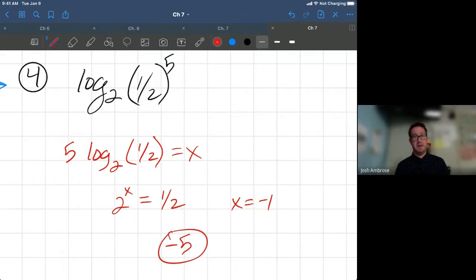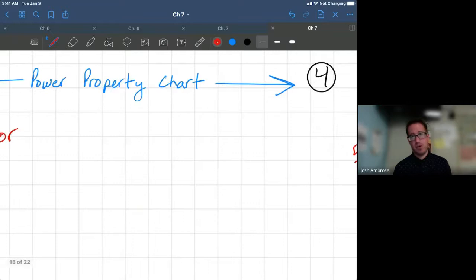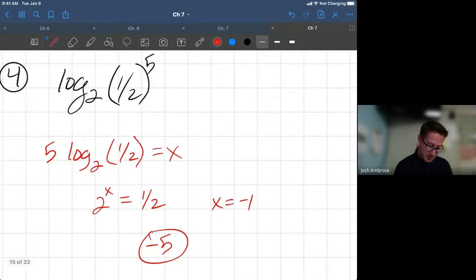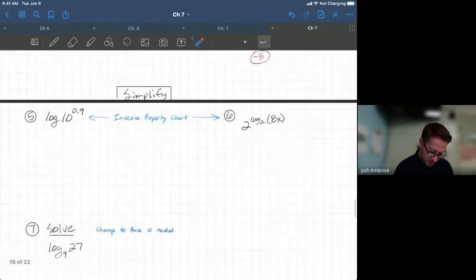Okay, so this is all about the power property, because this right here is our power brought into the front. Solve this part first, then multiply it by that number that you brought out to the front as your final step. Okay, all right, let's move it down.